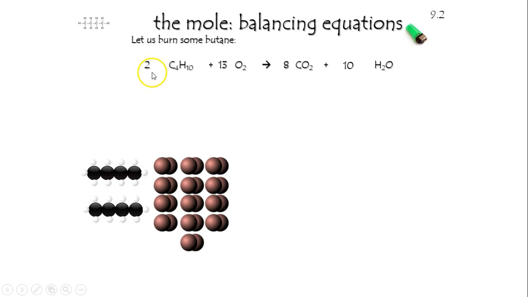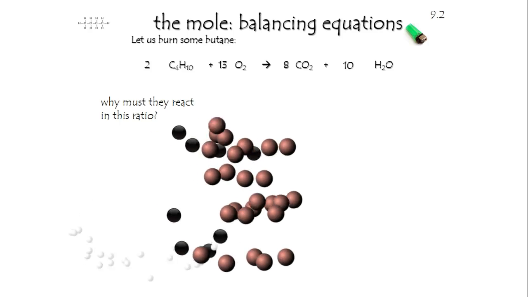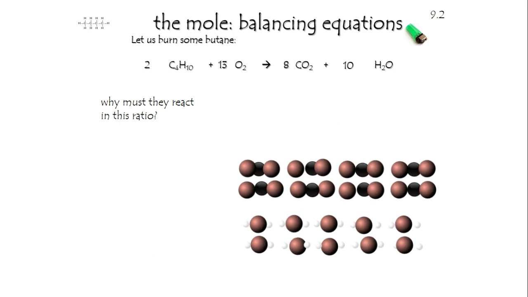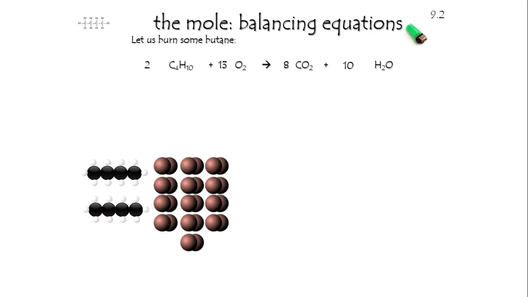That means if you don't use those exact same ratios, 2 molecules of this for 13 molecules of this, the reaction will not proceed smoothly, meaning that there will be some excess oxygen or some extra carbon. This is the perfect ratio. And I've created a PowerPoint animation to show what that all means. That is why a chemical reaction is simply a rearrangement of atoms.